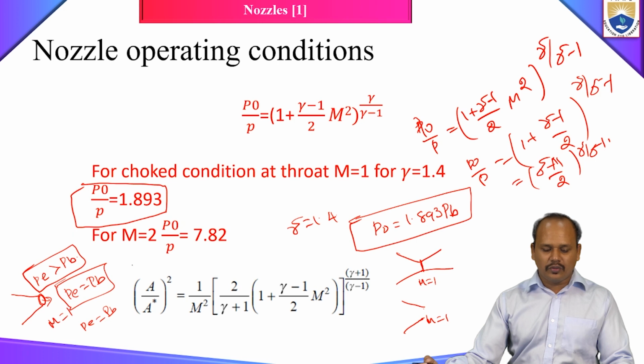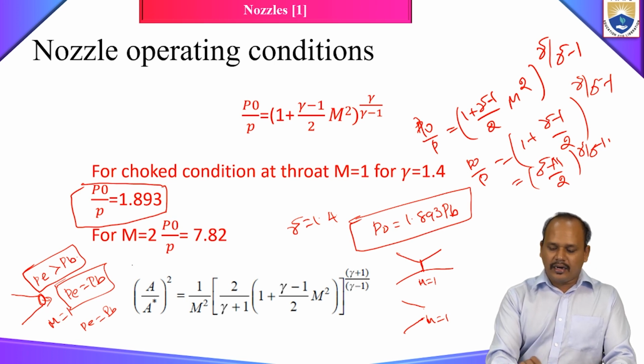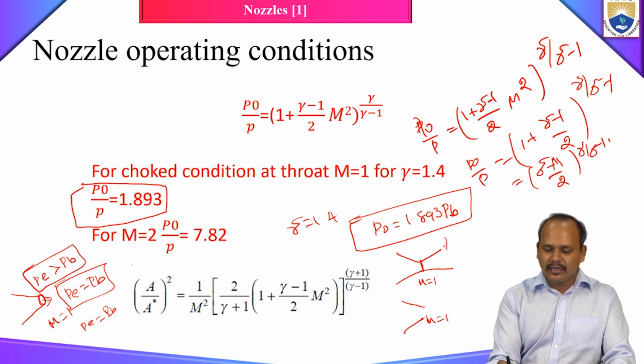This operating condition is what we call the correctly expanded case or design condition for a convergent nozzle. Similarly, if I give a pressure more than 1.893 times your back pressure for a convergent nozzle, what will happen? It won't be able to expand further. It is capable of expanding only 1.893 times your back pressure. If I give, let's say, P naught as 2 times PB, at the exit you will have PE greater than PB.